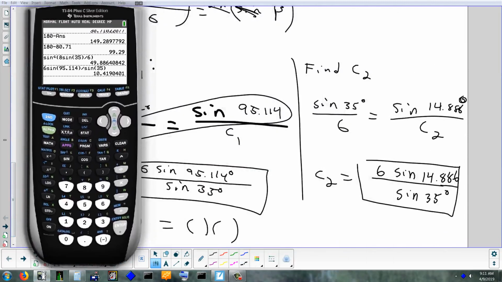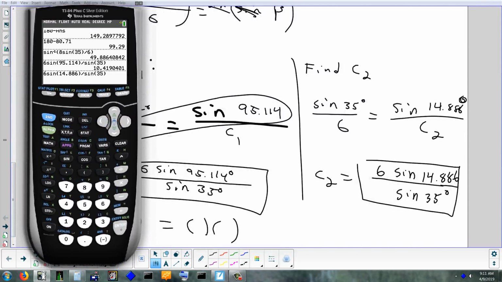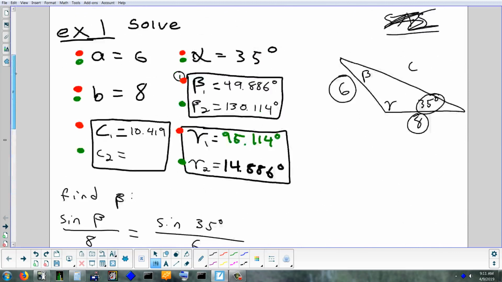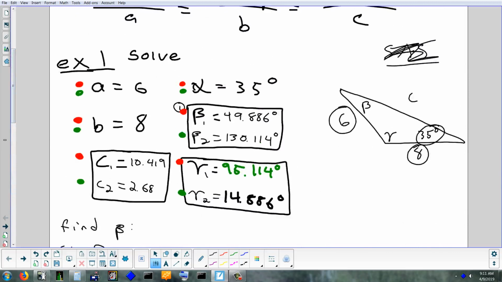Okay, all I have to do for C2, if I just bring up the last calculation I just typed in, change 95.114 to 14.886. I don't know if that's faster than retyping the whole thing, but that's how I do it. And I got 2.687. And those are all your sides and all your angles. I'm sorry, but I'm not seeing any difference from the other problem.